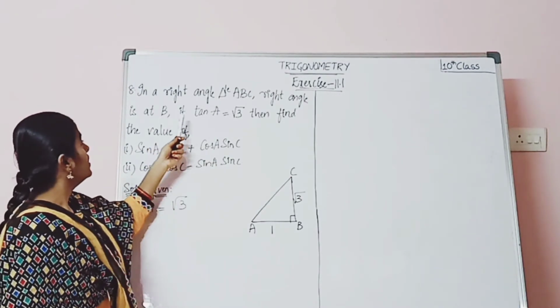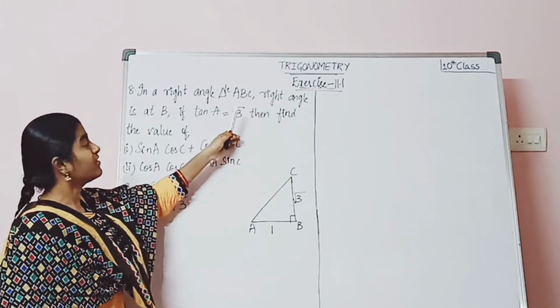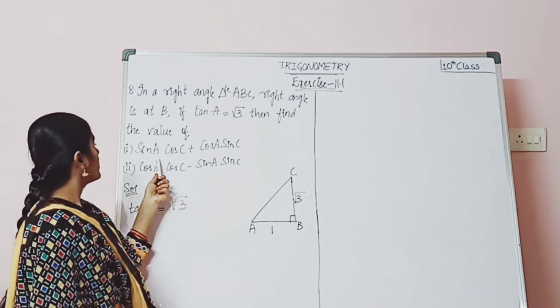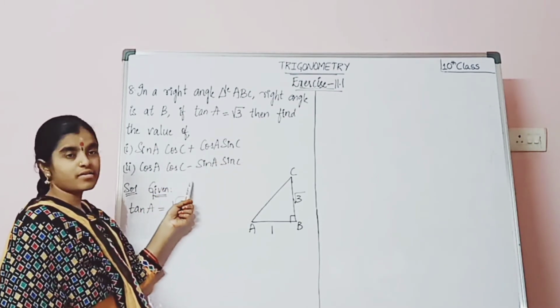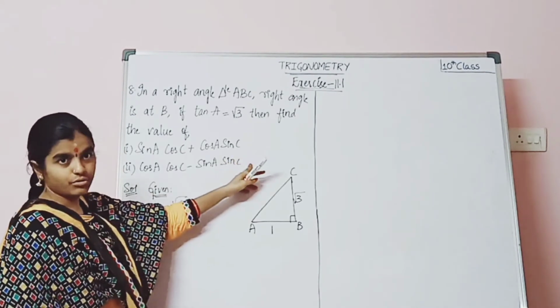It is at B. If tan A equals root 3, here tan A is given. What is tan A here? Root 3. Then find the value of sin A cos C plus cos A sin C, and cos A cos C minus sin A sin C. So now we have to find these values.